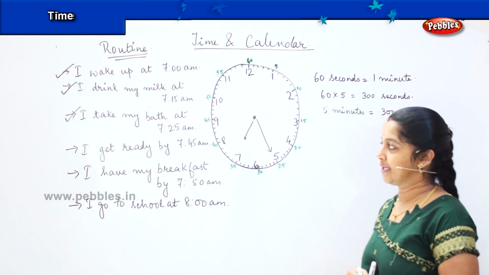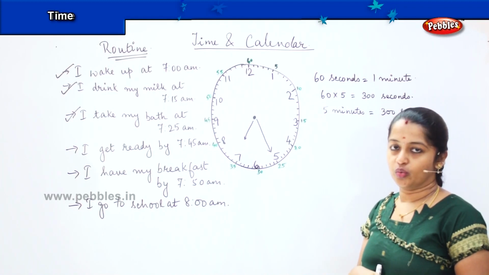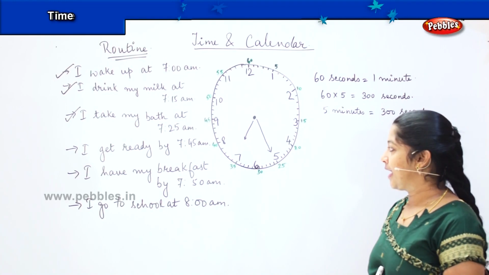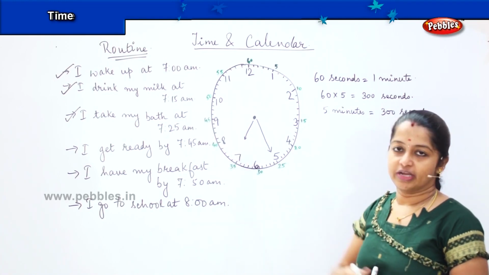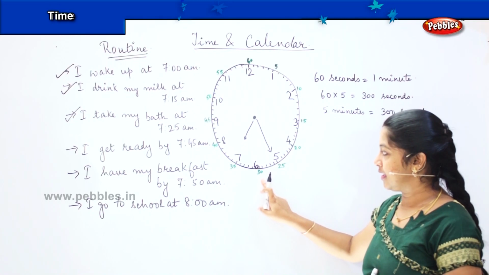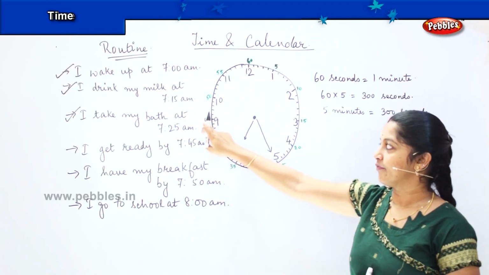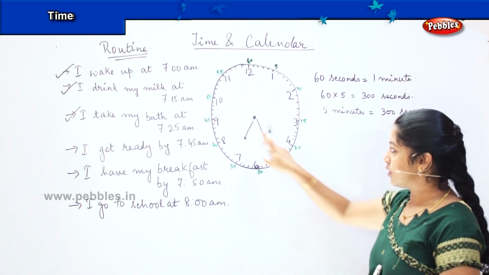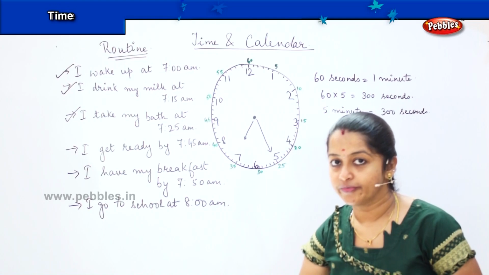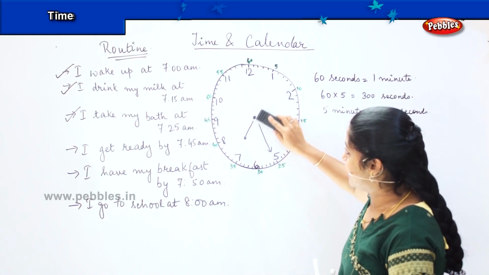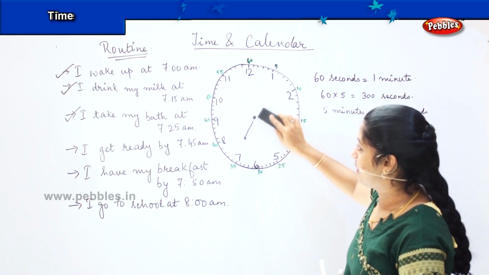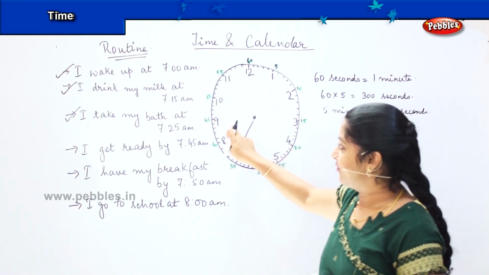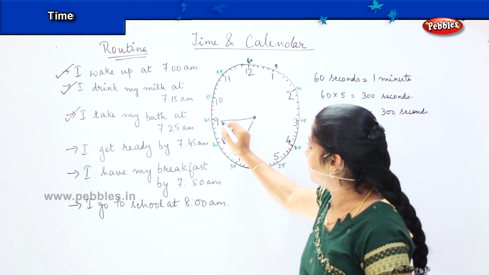So what will happen after that? After finishing your bath, what do you do? You get ready by 7:45. So how many minutes do you take? From 25 to 45. So how many minutes are you taking? 30, 35, 40, 45. So which means you are taking 20 minutes to get ready, right? So now where is my big needle going to move? Can you see and tell me? Good. Now my needle will move from 5 to 9.